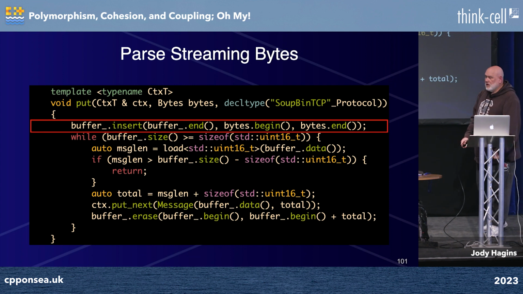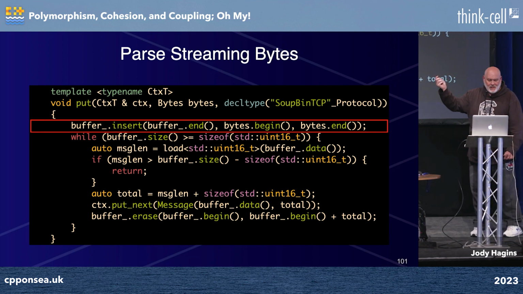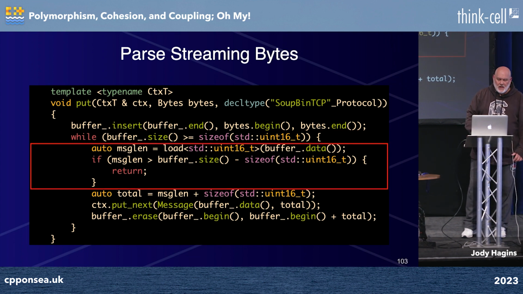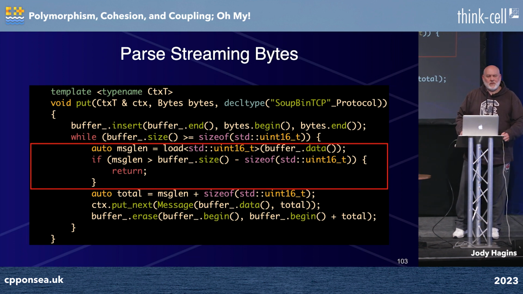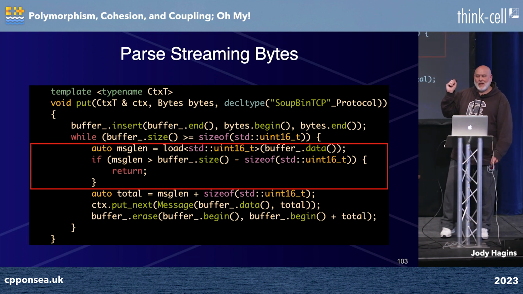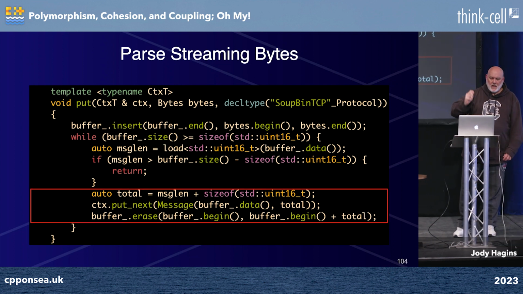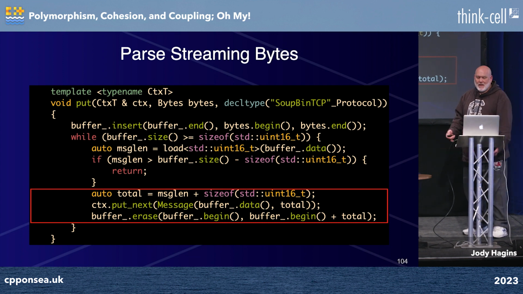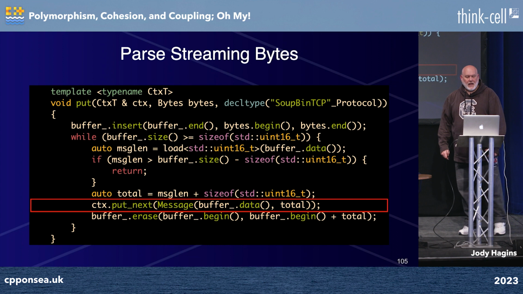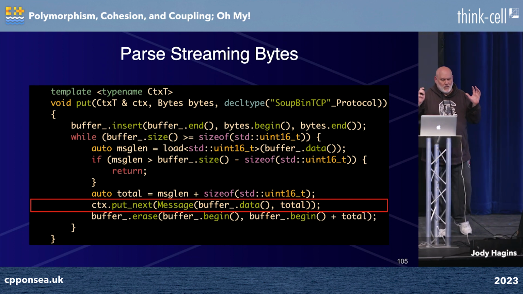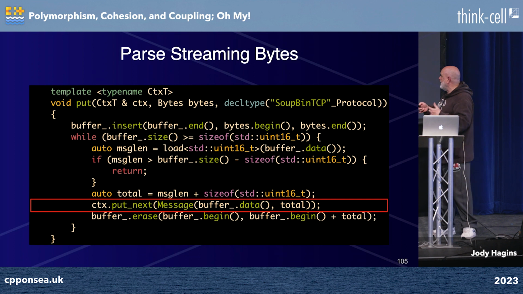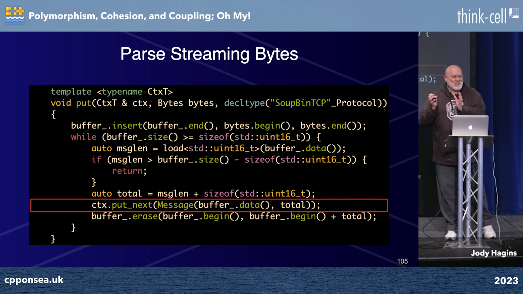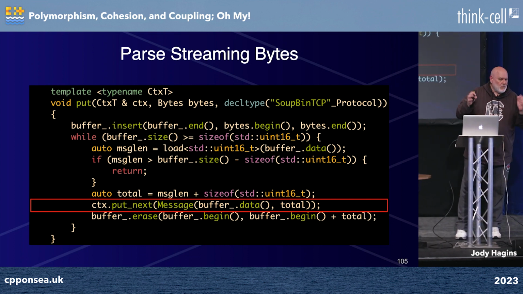All right. So basically we're just putting the stuff at the end of a buffer, that's nothing. And then we check: do we have enough bytes in the buffer to actually have a message? If so, we go load it. We call load because documentation says this is big endian, so we have to do that big endian conversion. Then we figure out what our message is, and we say, now I've got a message that I'm going to put to the next side. I do a put next of my message, and my message has the buffer data and the total. Then I'm gonna erase that part out of the buffer. It's erasing out of the front of the buffer, so that's not very efficient, but we don't care right now.